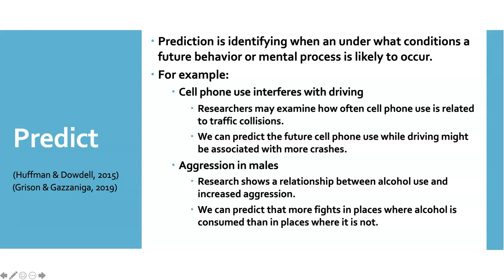And when it comes to examining aggression in males, research indicates that there is a correlational relationship between alcohol use and increased aggression. Therefore, we can predict that there will be more fights in places where alcohol is consumed than in places where it is not consumed. For instance, imagine for a moment Saturday night or early Sunday morning in the Gaslamp district. What might be the prediction regarding fighting there?